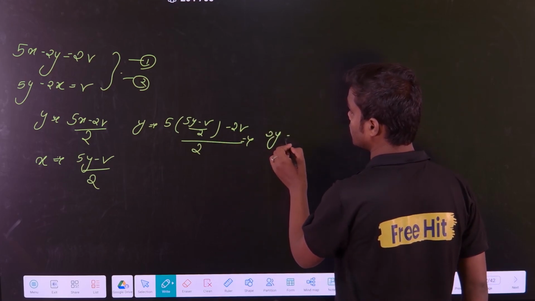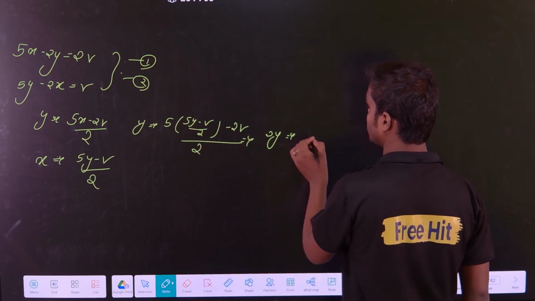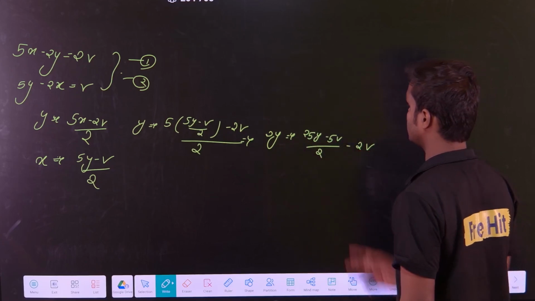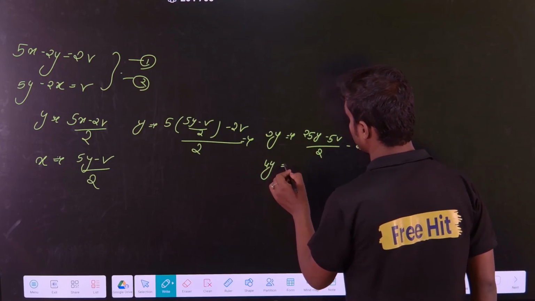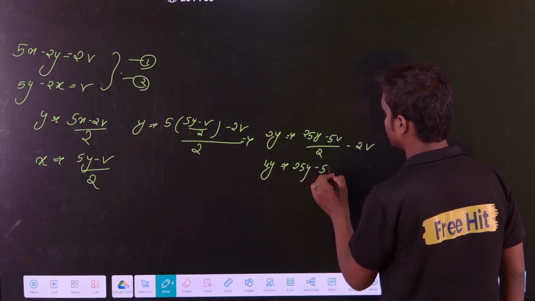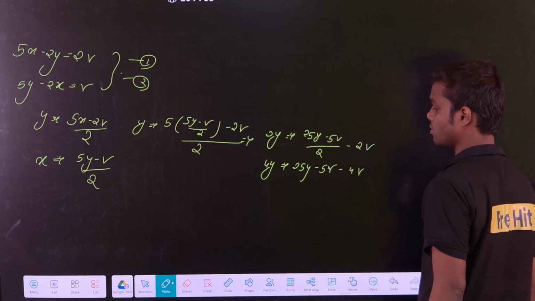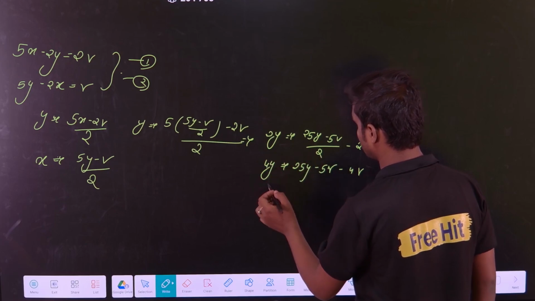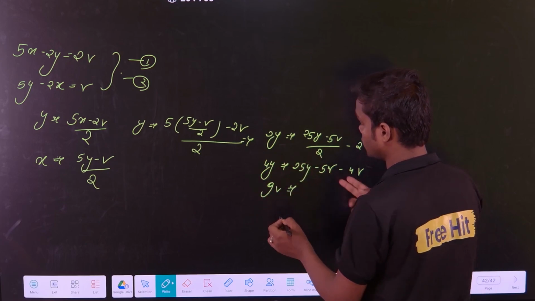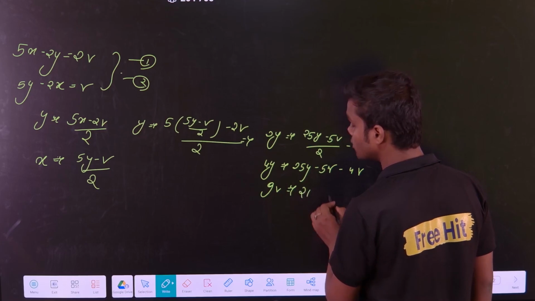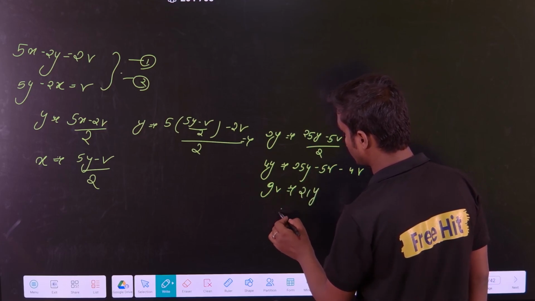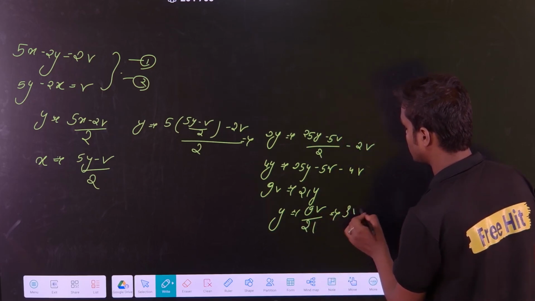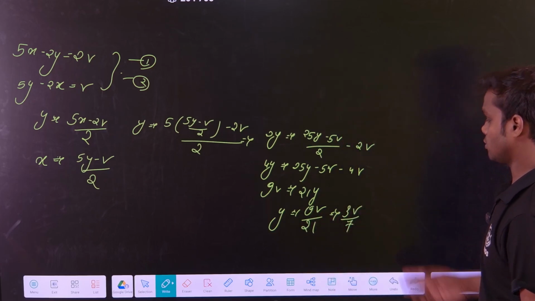So what is the value you will get? You will get 2y is equal to, you multiply, 25y minus 5v divided by 2 minus 2v. So you get 4y is equal to 25y minus 5v minus 4v, correct? So from here what you will get? Just take this out. You will get 9v. 25 minus 4, that is 21y. So y is equal to 9v by 21, or you can write it as 3v by 7.